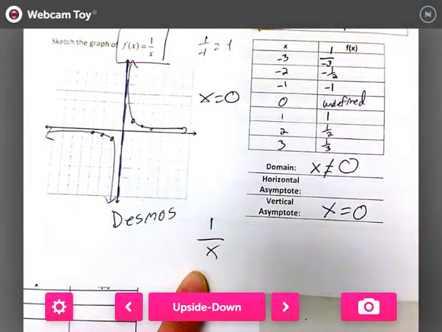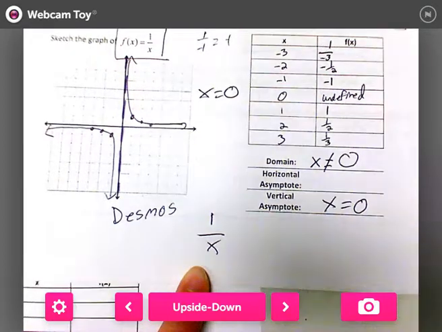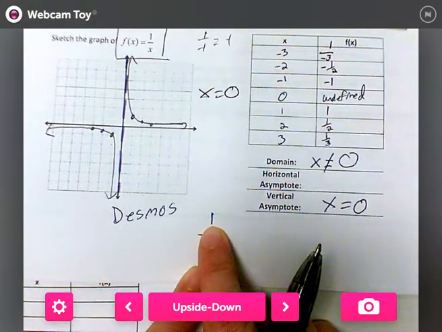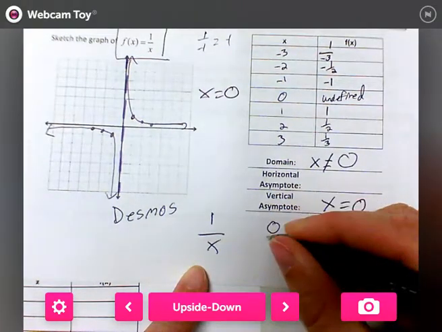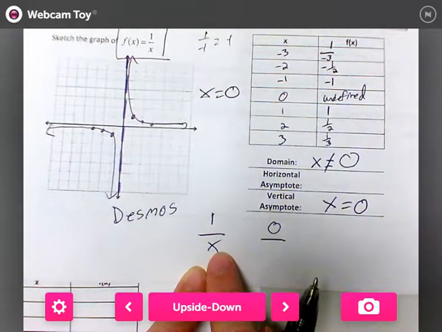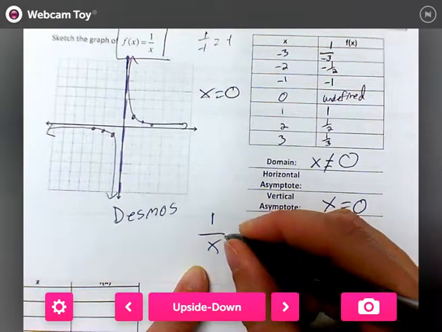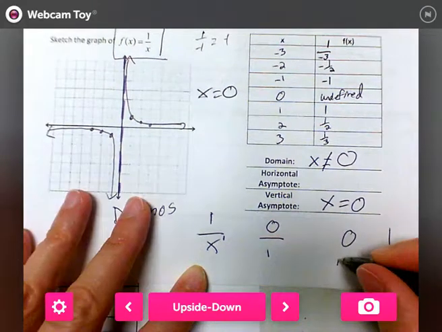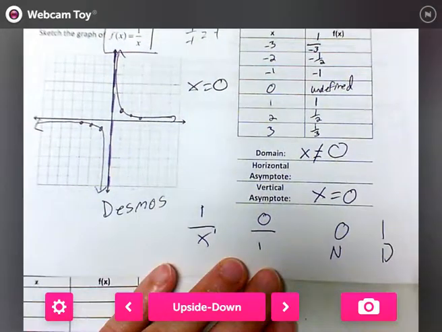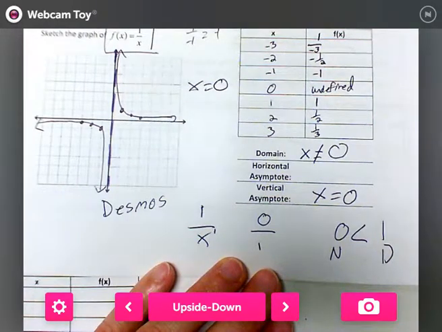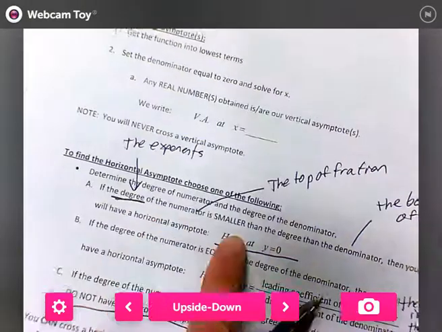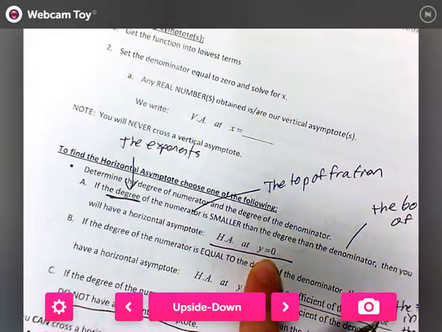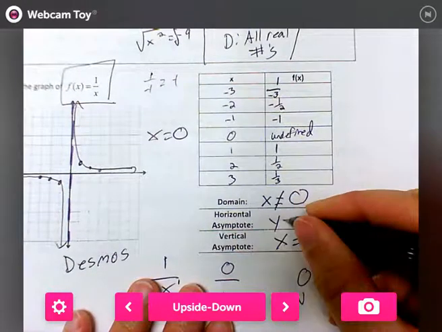So if we're talking 1 over x, what is the degree of the top? How many exponents are on the top? I see a number on the top. I don't see any exponents. So it's 0, right? What's the degree on the bottom? I see 1 variable, so that means there's an imaginary little 1 right here. So that's 1. So I've got 0 and 1. This is my numerator and denominator. My numerator is smaller than my denominator, correct? So it says if my numerator is smaller than my denominator, my horizontal asymptote is y equals 0. So therefore, this has to be y equals 0.